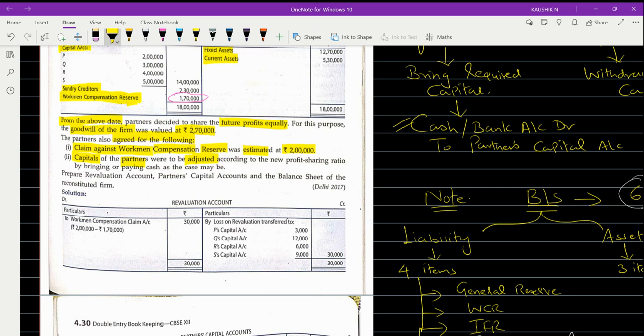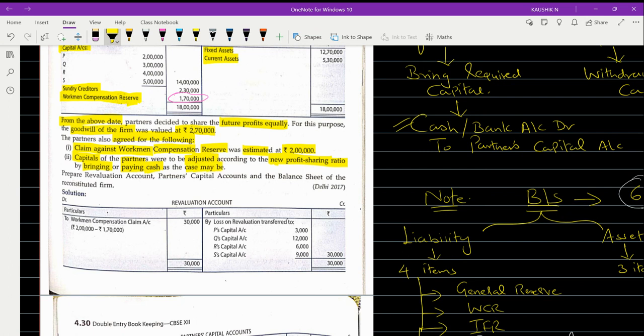This is an indicator that this problem comes under the concept of adjustment of capital. The clue word is that partners have decided to adjust their capital, so the word adjusted is the indicator. They have decided to adjust in the new profit sharing ratio by bringing in or paying cash, as the case may be.